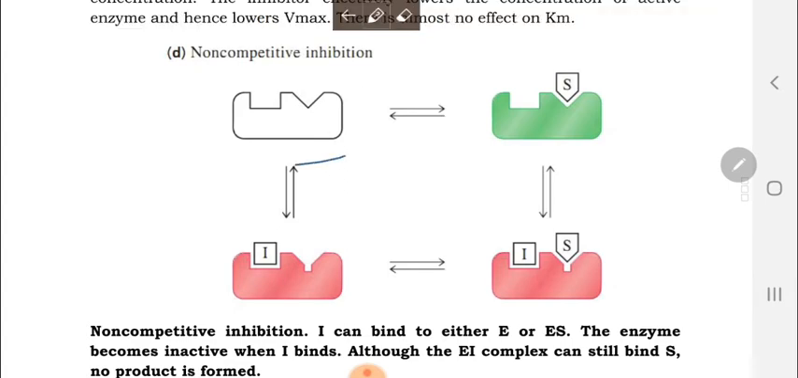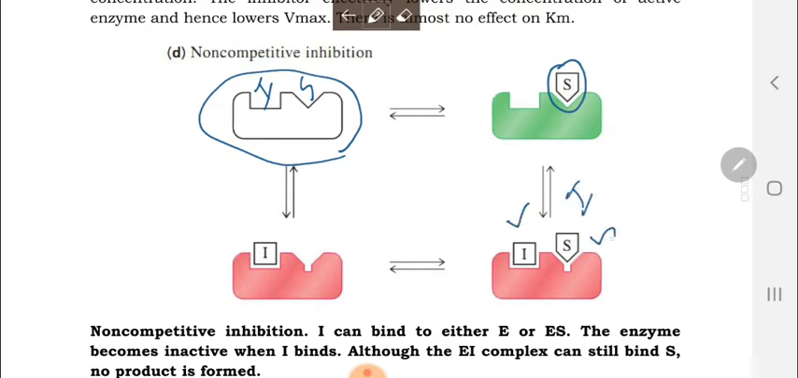So here this is the enzyme having a substrate binding site and an inhibitor binding site. You can see here the substrate is already bound, and in the presence of the inhibitor, it will bind here also, and without substrate also this will bind. So here there is no substrate, and the inhibitor is bound. This type of inhibition is called non-competitive inhibition.